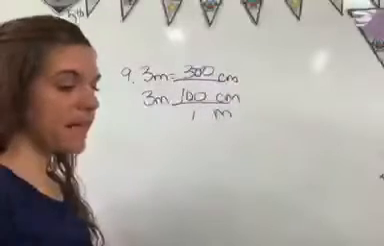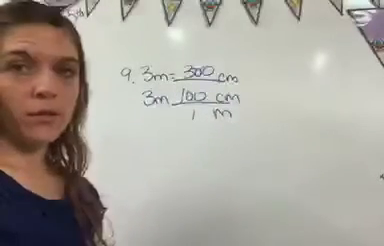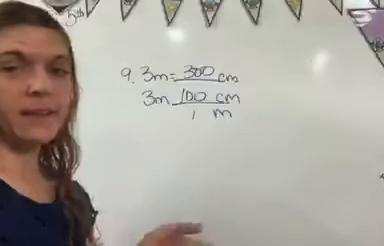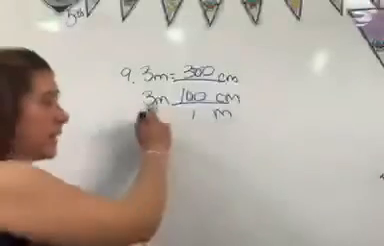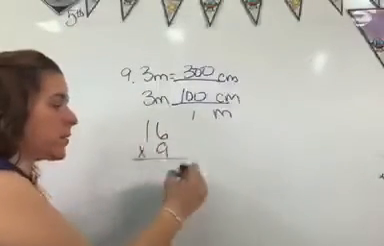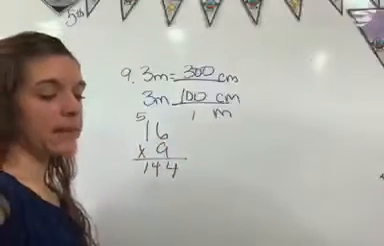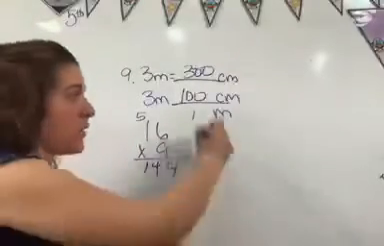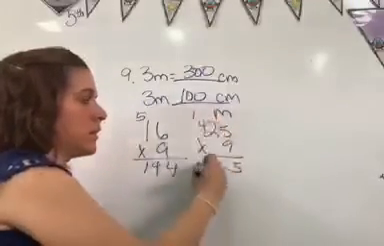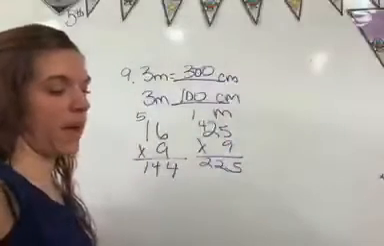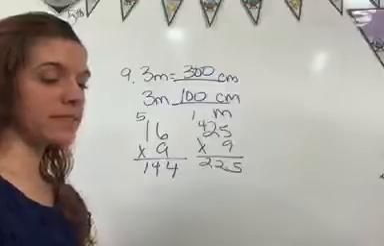Okay? Number 10, it says to multiply each number by 9. What's 9 times 12? 108, that's one answer. 9 times 7? 63, that's the other answer. 9 times 16? Honestly, I don't like doing that in my head. 144. 9 times 11, 99. 9 times 25? 225.